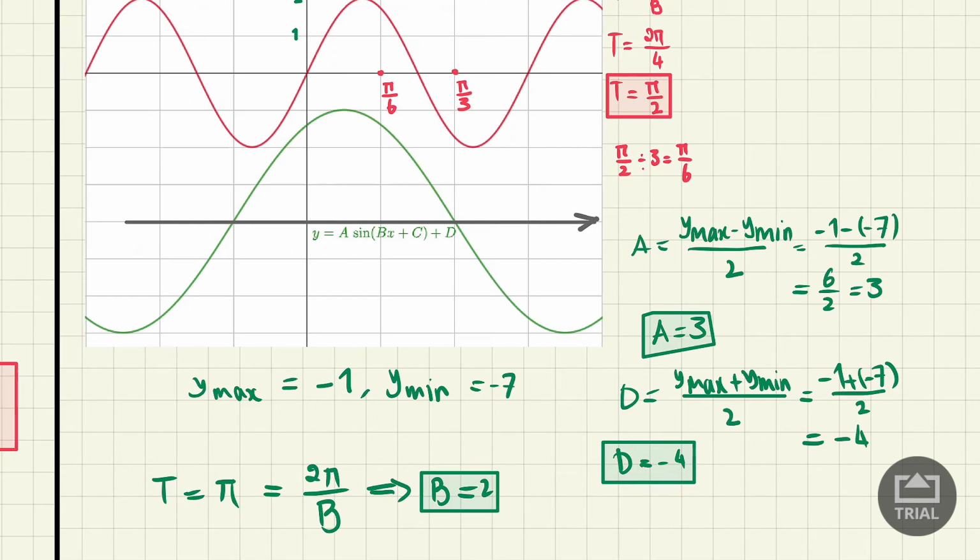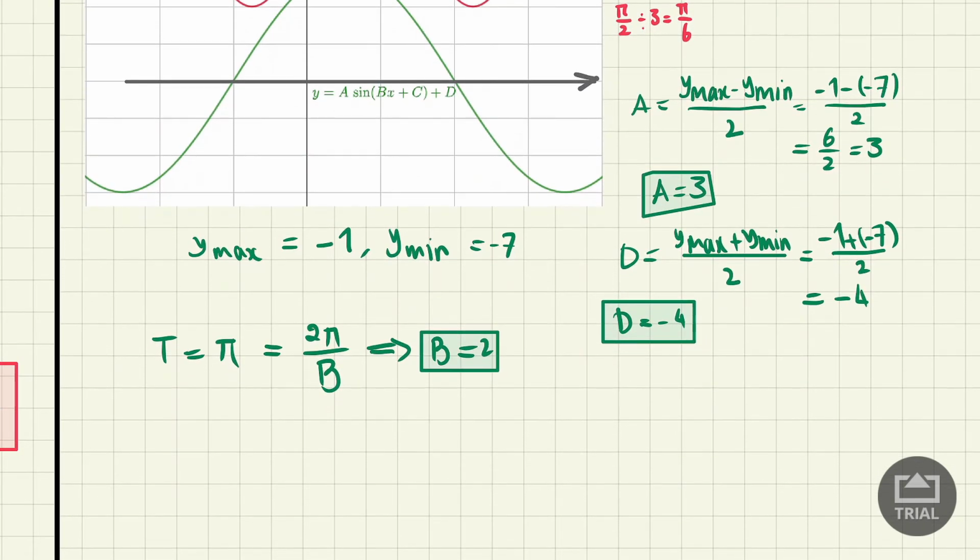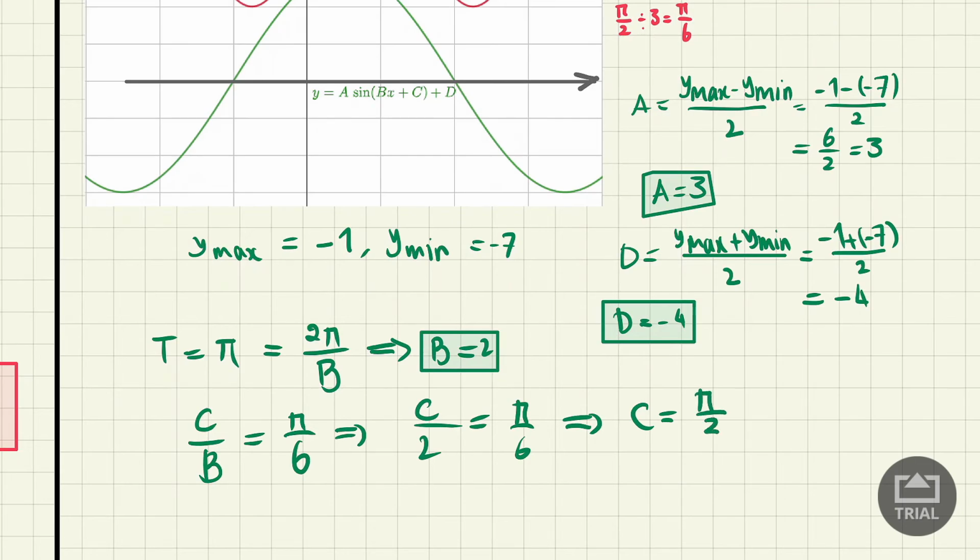Yes, but to the left. And then the amount of shift, do you remember what the formula was? It is C over B. It is equal to pi over 6. Yes? But we already found B. B is 2. So then it means that C is how much? Pi over 3.